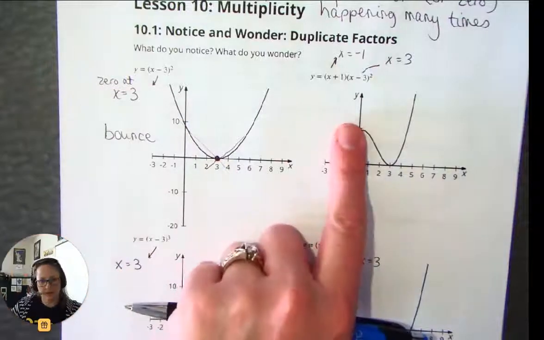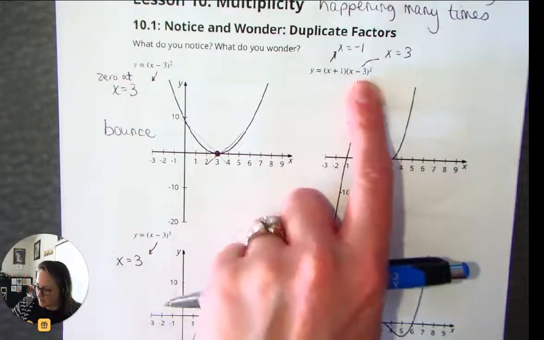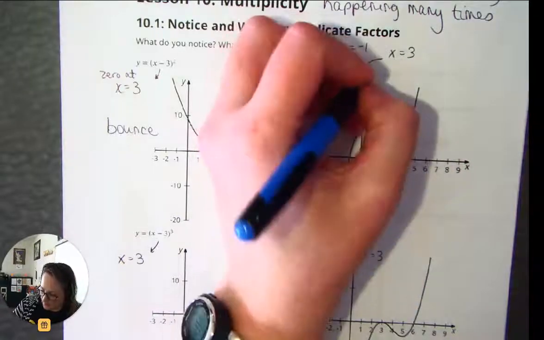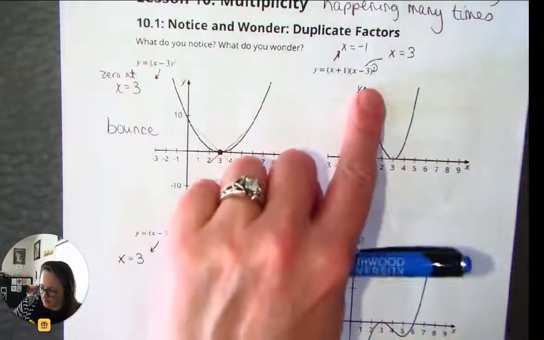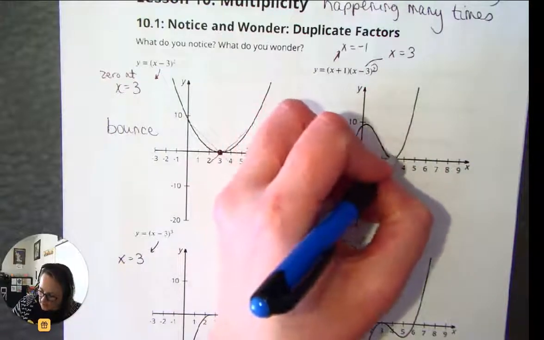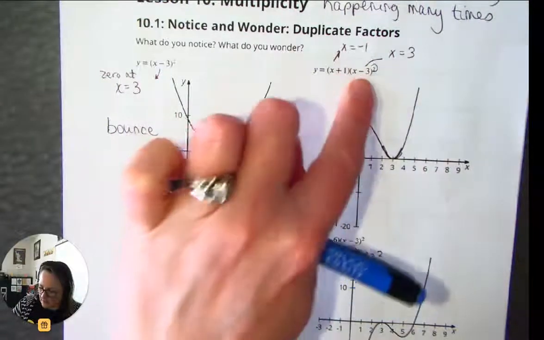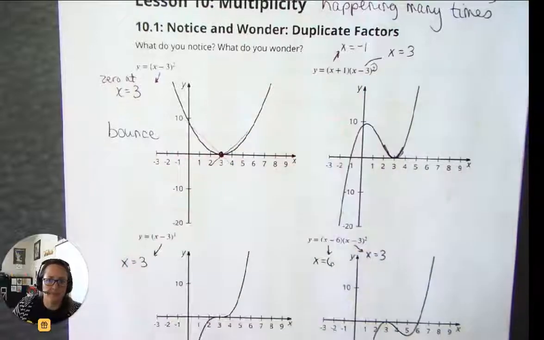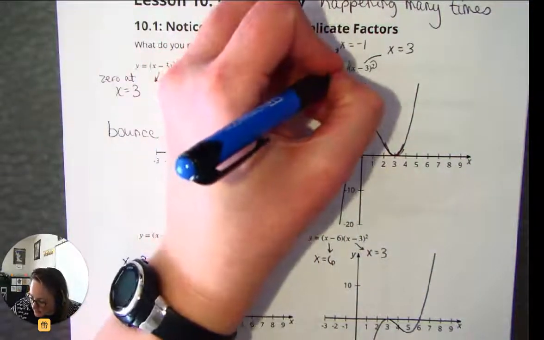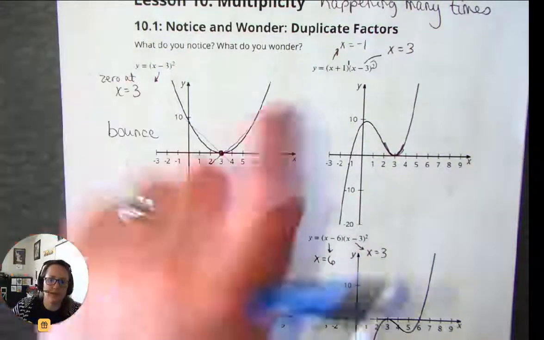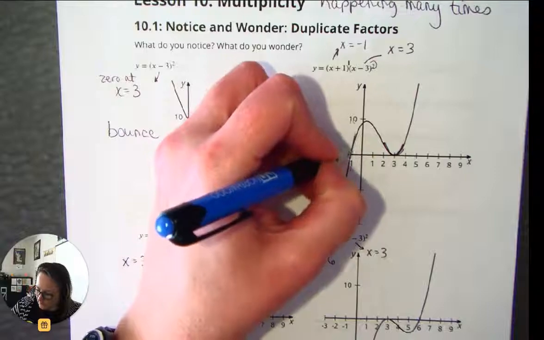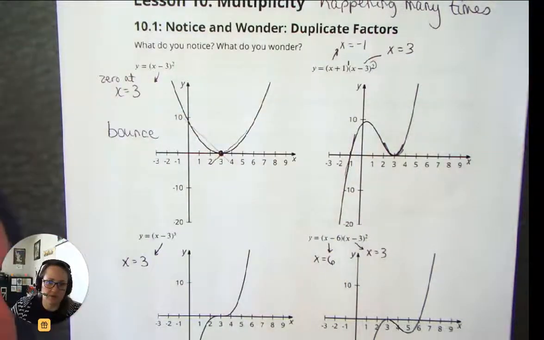And on our one right next door, I noticed that same kind of bounce happening here because this graph has a multiplicity. This 0 has a multiplicity of 2. It's happening twice. So we're getting the bounce there at +3. And this one doesn't have an exponent up there. If it doesn't have one, we just assume that it's 1. So this one is just going straight through the x-intercept at -1 right there.